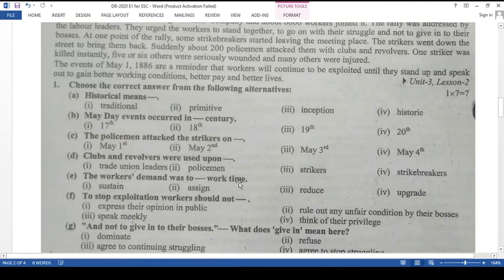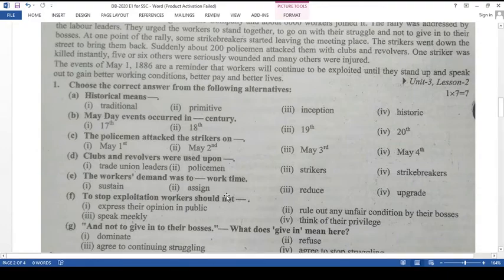The workers' demand was to reduce work time. Sustain means to stay with, to continue. Assign means to get engaged, to engage. Reduce means to lessen, to decrease. So here the answer will be to decrease, to reduce work time.